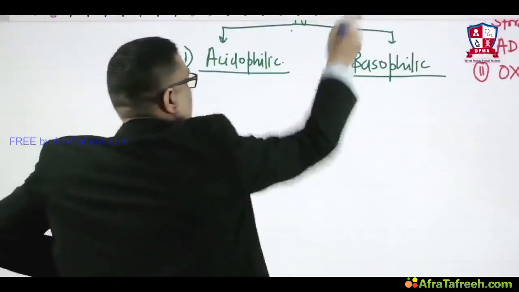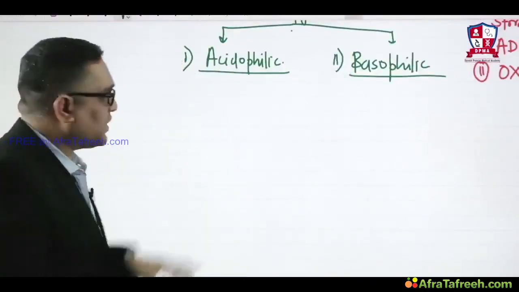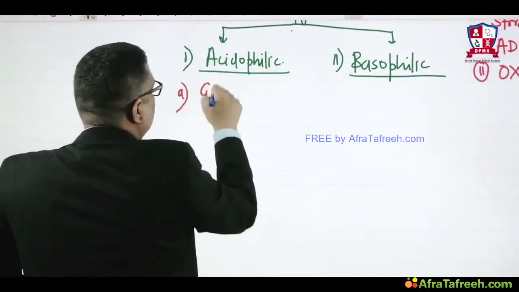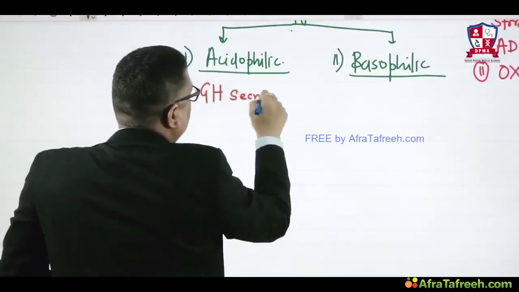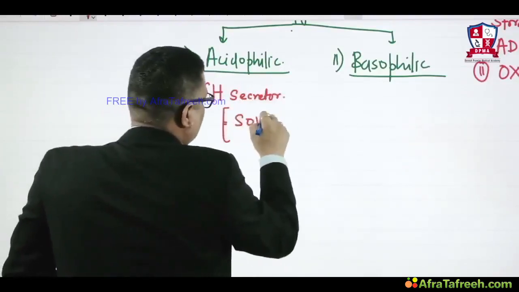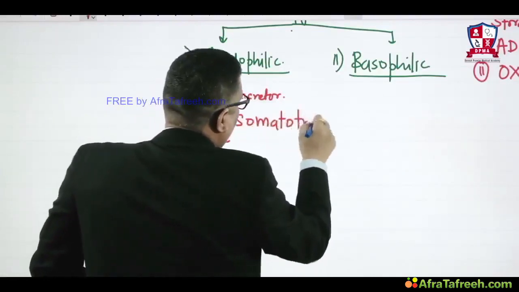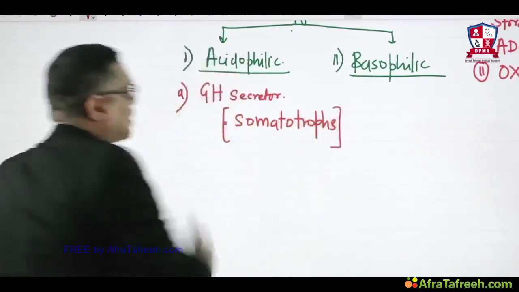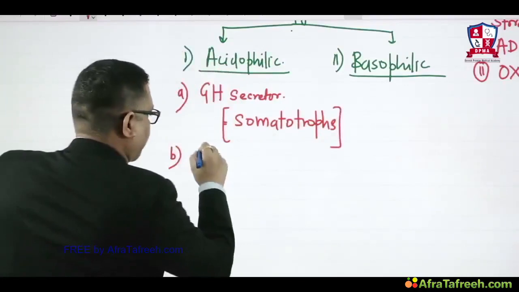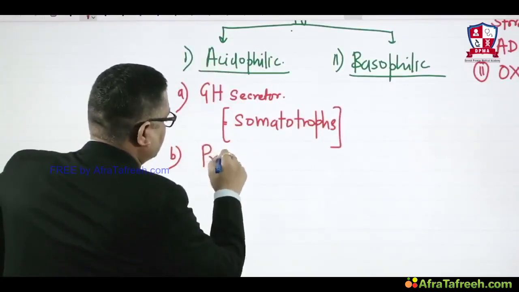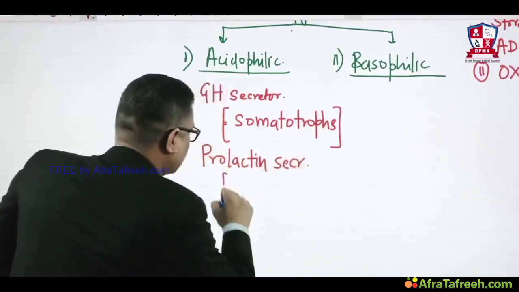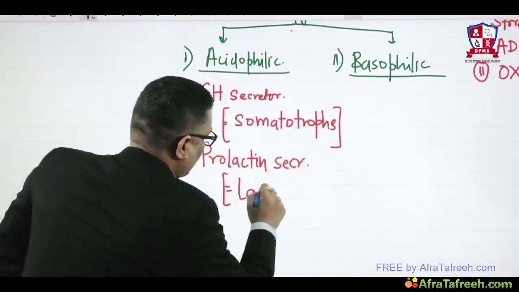What cells will be present in the acidophilic areas? These are growth hormone secretors, also called somatotrophic cells or somatotrophs. And the second are prolactin secretors. Prolactin secretors are also known as lactotrophs.